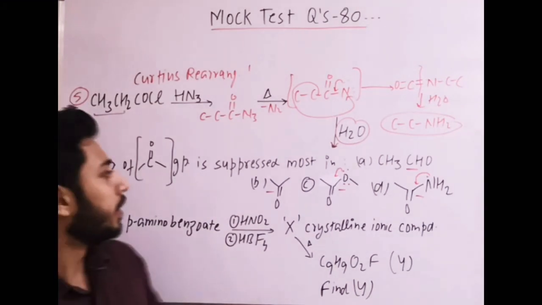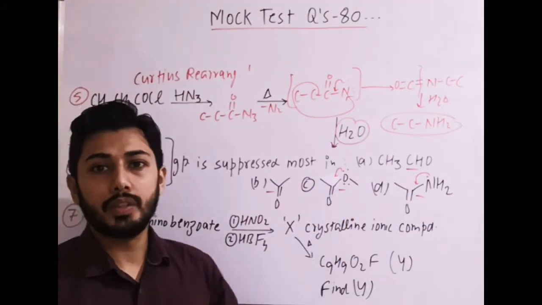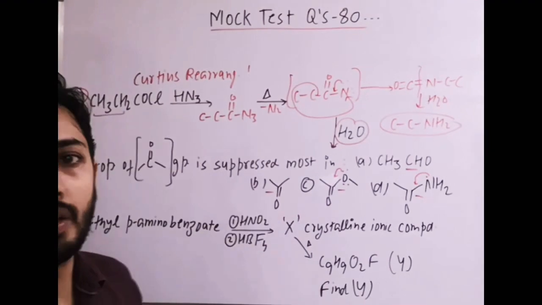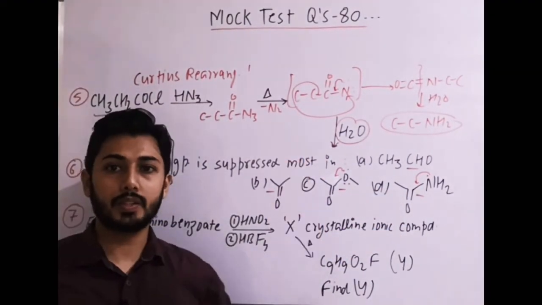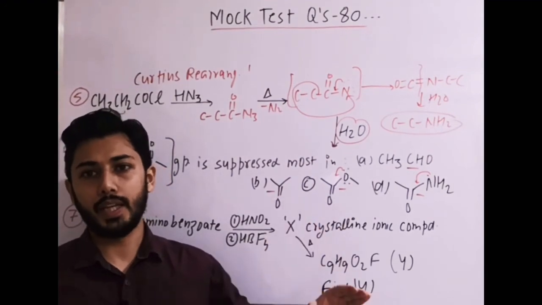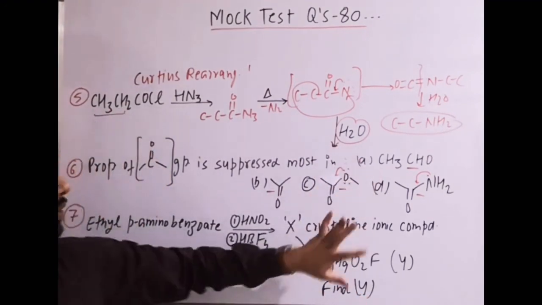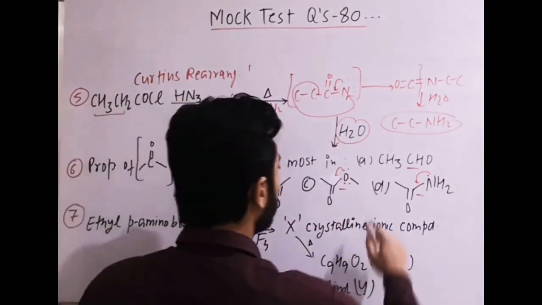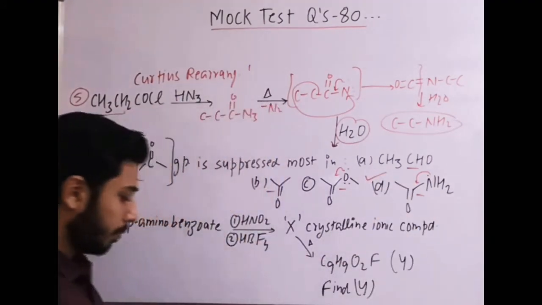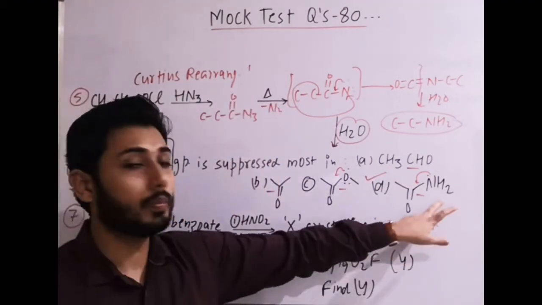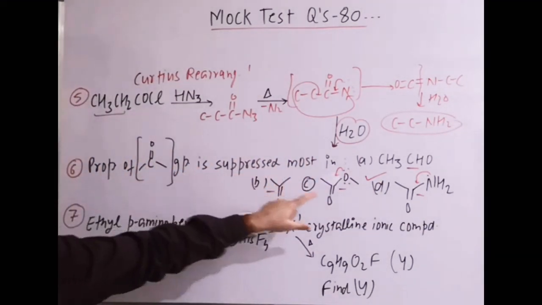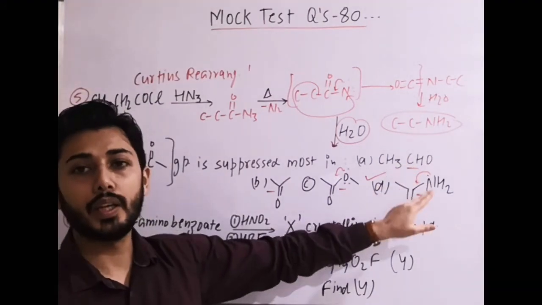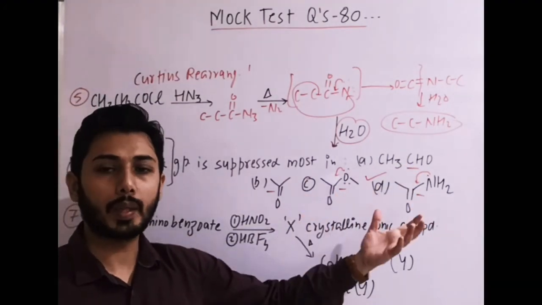That means this electron releasing effect on the carbonyl carbon is suppressing its general property, that is nucleophilic addition. So by seeing the options you can easily find out. Among them the most electron releasing is the amide group, NH2 group, and that is the most appropriate option as per the question. The properties of this group are suppressed most in the acid amide due to the NH2 group's very strong plus M effect.